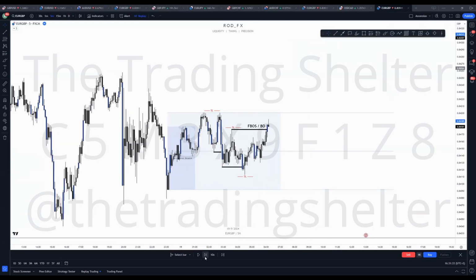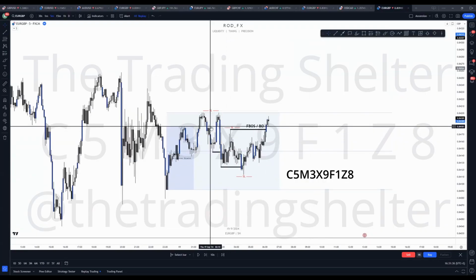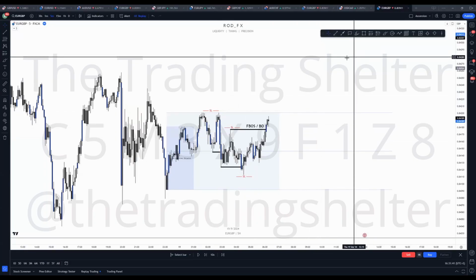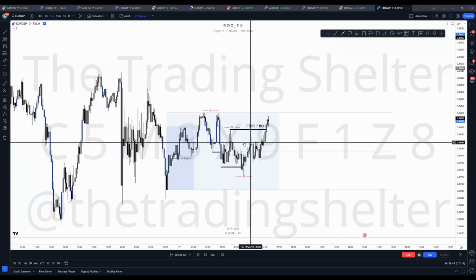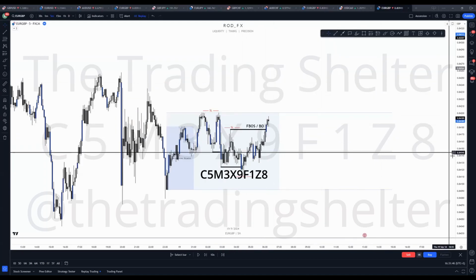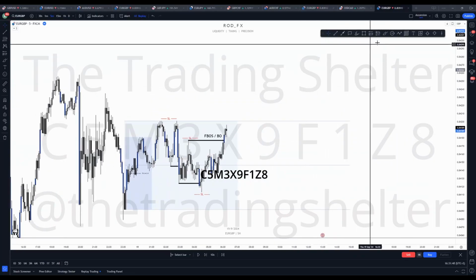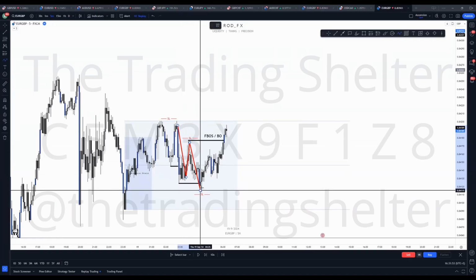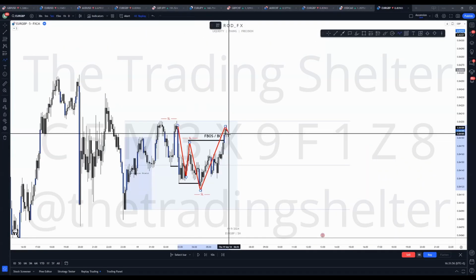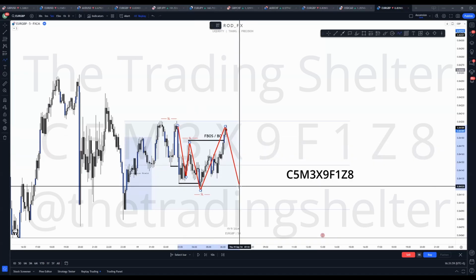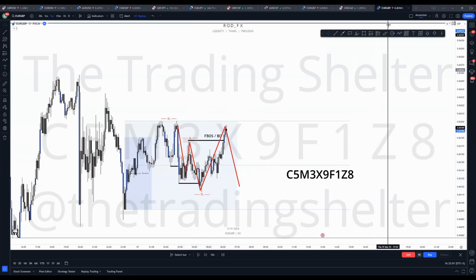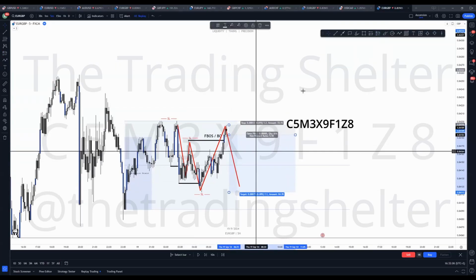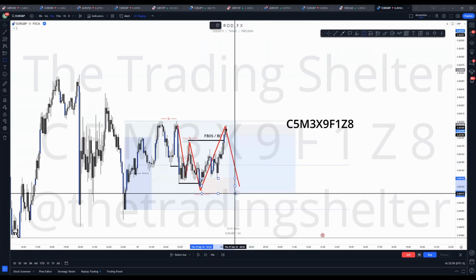Okay. Let's continue. Now we're filling this imbalance to the left. Now, in some cases, we would expect a reaction based on this, right? Because we have an FBOS. And this is also a little nugget for you guys. When we have an FBOS, we should expect price to go lower. And this is where we trade into the inducement. With experience, you can actually target this SMT area.